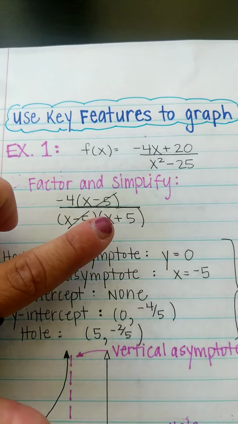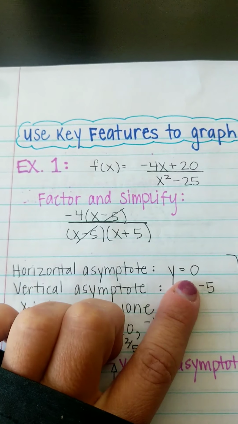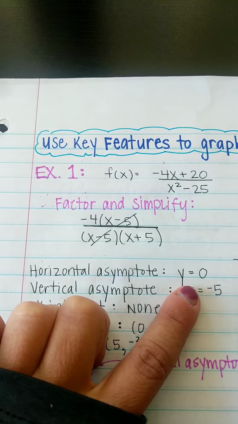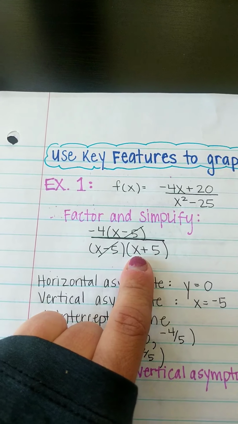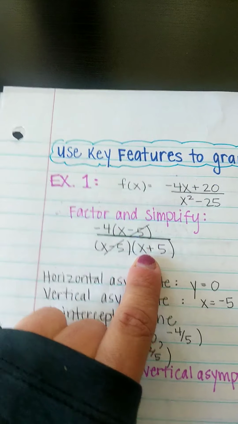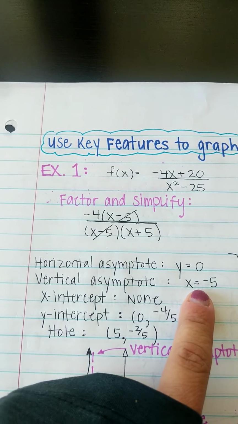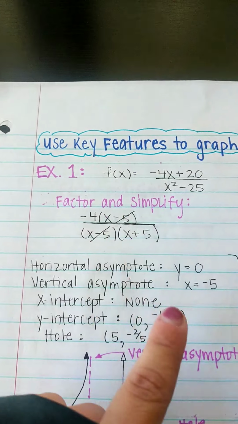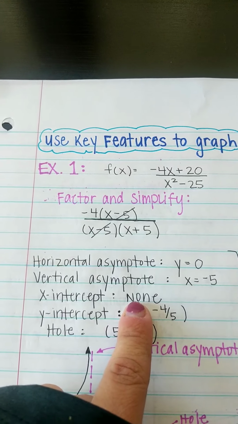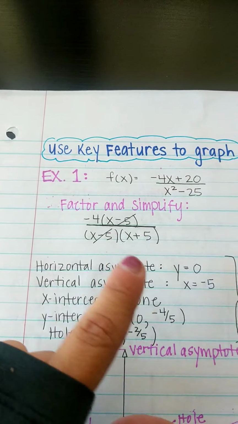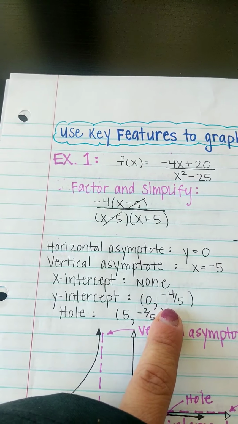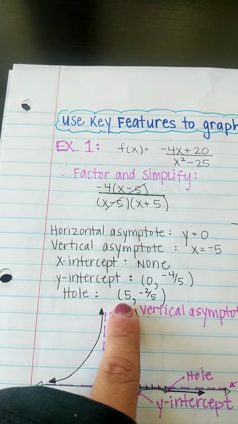So I have degree over degree. The degree of the top is less than the degree of the bottom, which gives me a horizontal asymptote at y equals 0. I set the denominator equal to 0. I get x plus 5 equals 0, vertical asymptote at negative 5. I have no x-intercept because negative 4 can't be equal to 0 in the numerator. And then I plug in 0 and I get a y-intercept of negative 4/5. And then I solve for my hole, same way as before.